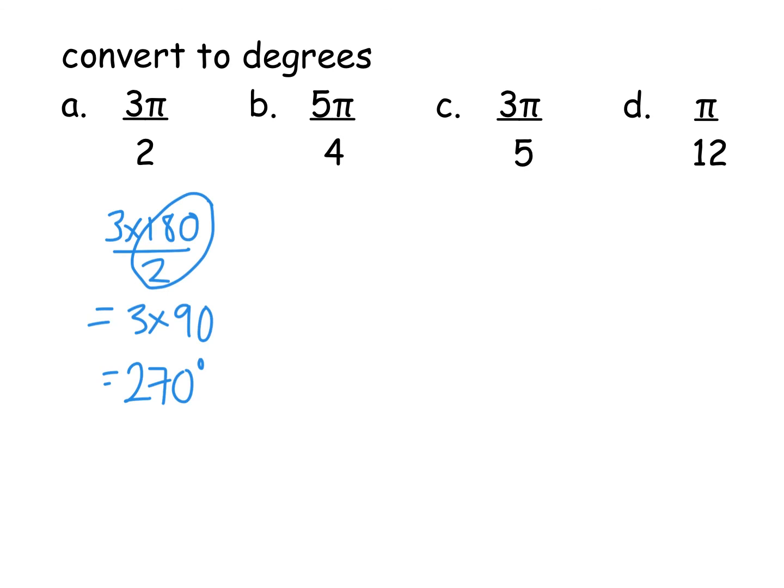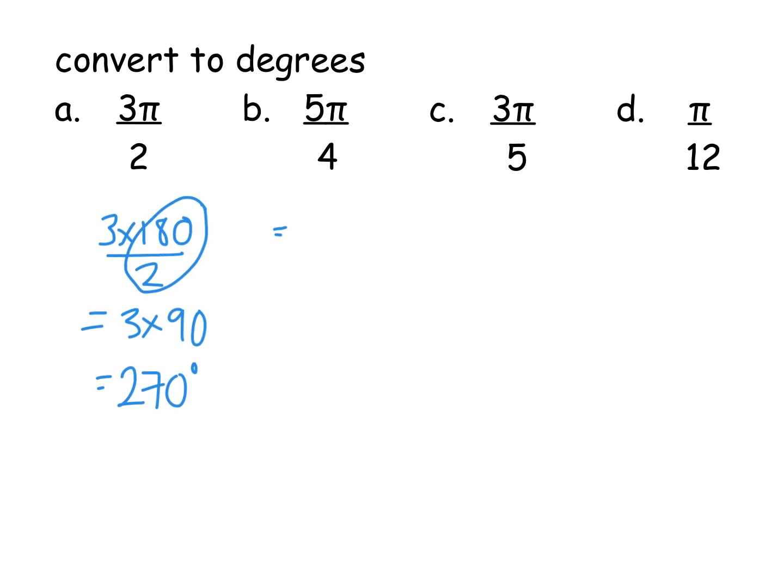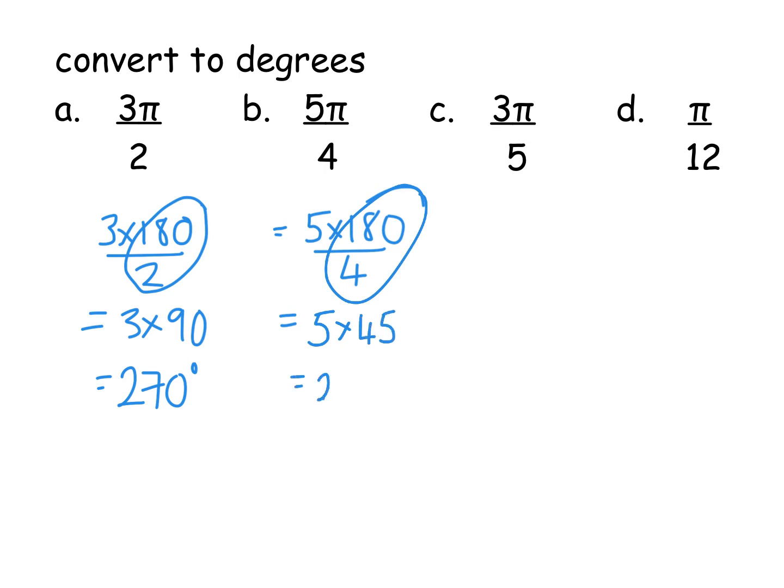Now you might not necessarily need to do all that work, and you could do this in your head, but for the sake of this, I'm just showing you the layout. So the next one we're going to do is 5 pi over 4. So we've got 5 times 180 all over 4. Now 180 divided by 4 is 45. So the real sum here is 5 times 45, which is 225 degrees.